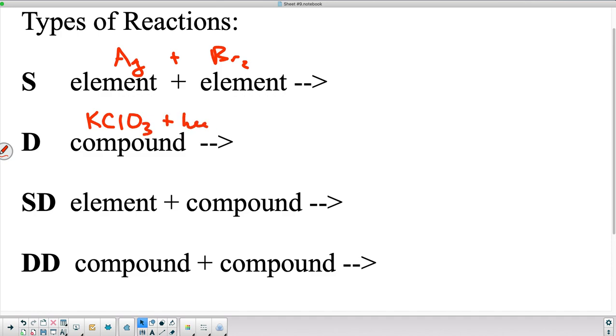It can be plus heat, but it doesn't have to be. It can just be something like CaCO3 and then the arrow. Sometimes it can be plus heat and sometimes it doesn't have to be, but it's just a compound and then the arrow and no plus sign. That's another big indicator. That's for decomposition. For single displacement, I have an element plus a compound, and for double displacement, I have a compound plus a compound. So let's take a look at what we got here.